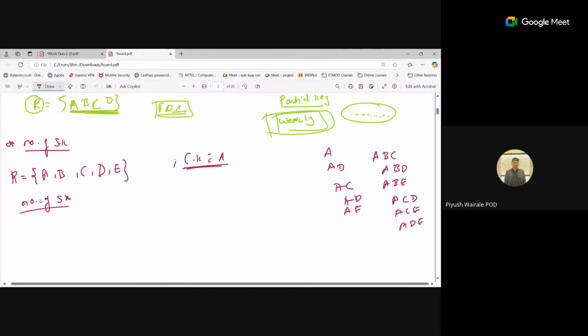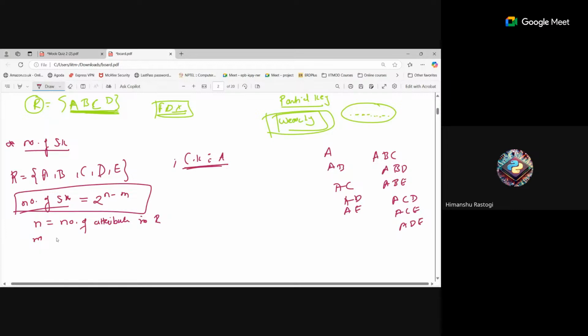Does anyone know that formula? Yes, it is 2 to the power n minus m, from the number of subsets. What is n here? What is m here? n is the number of attributes in the relation, and m is the number of attributes in the candidate key. There can be multiple candidate keys also, so we'll come to that example as well. This is how we can find the number of super keys.